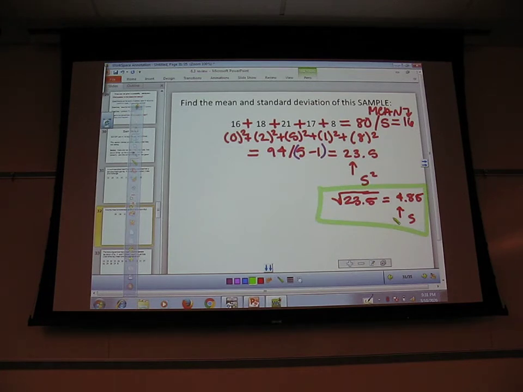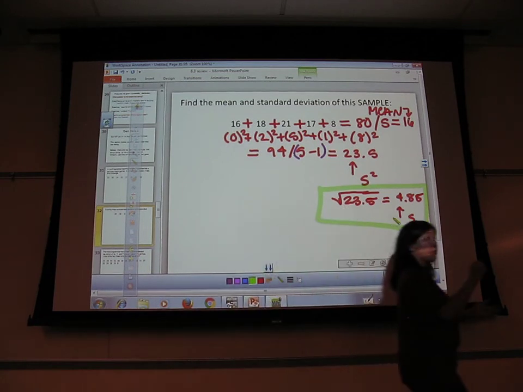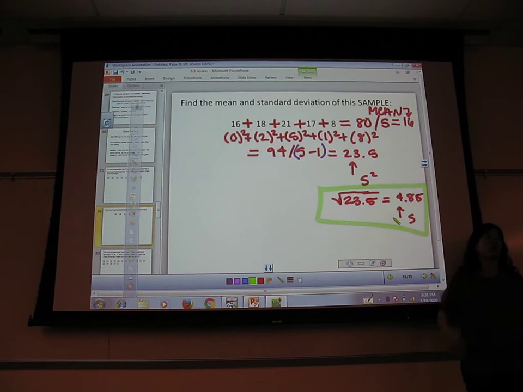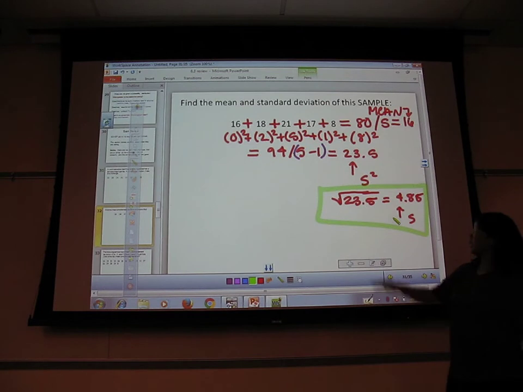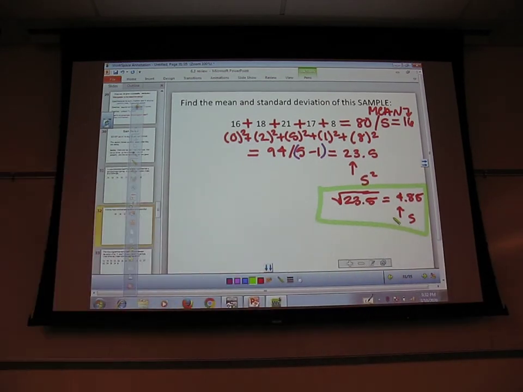Yes, absolutely. I'm glad you brought that up. For the exam, this part will be with your basic calculator. You can totally leave it as square root of 23.5. I'm totally fine with that. Don't leave it as square root of 94 divided by 4. At least give me this part. You guys hear what I'm saying? Okay. Good.